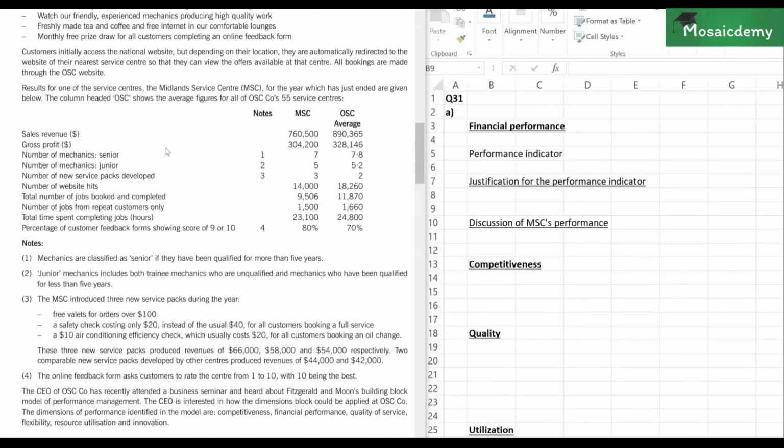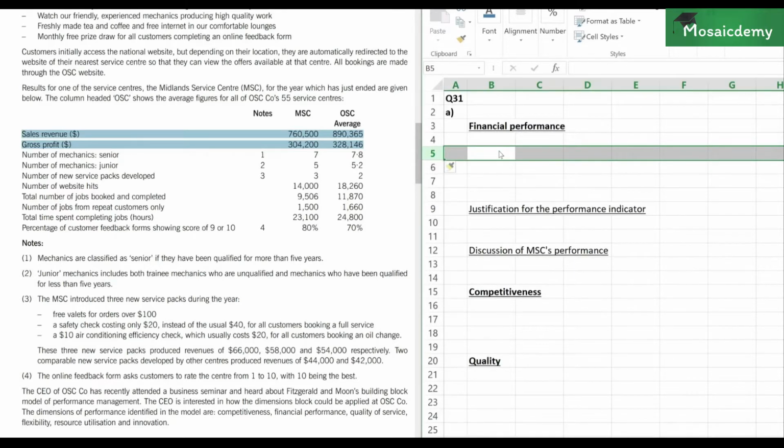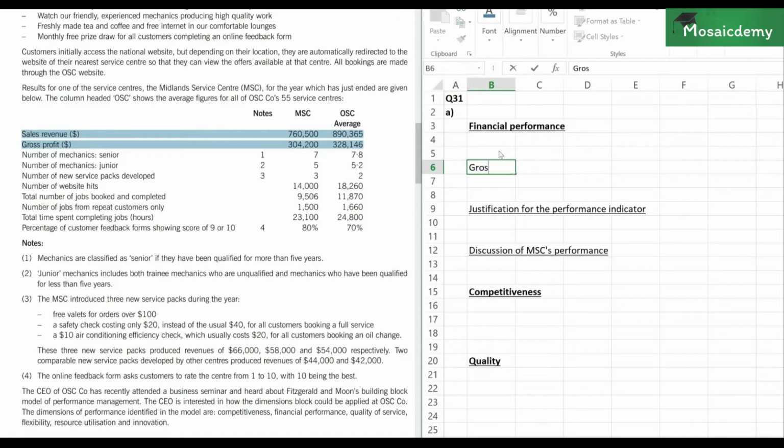They want you to combine different metrics given over here in the form of a ratio and then analyze the performance. Now we already have an easy one just based on the top 2 lines, right? Sales revenue and gross profit, we can use gross profit over sales revenue, which is our gross profit margin. And for financial performance, typically they expect you to use a profit margin. So if they don't give you gross profit, they'll give you net profit or operating profit, right? So that's what we'll use. So let's start. Our performance indicator is going to be the gross profit margin.